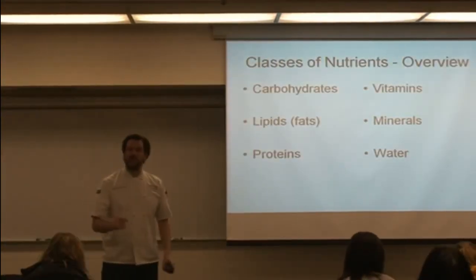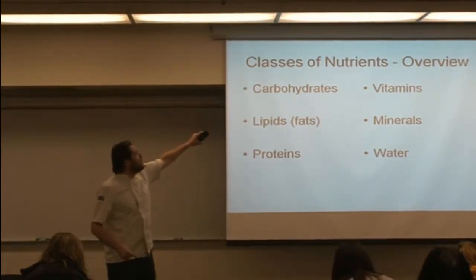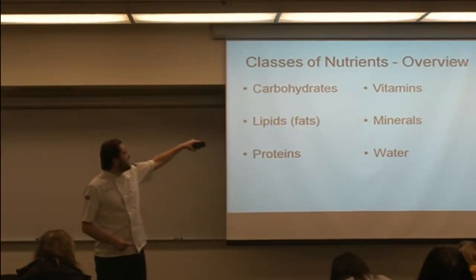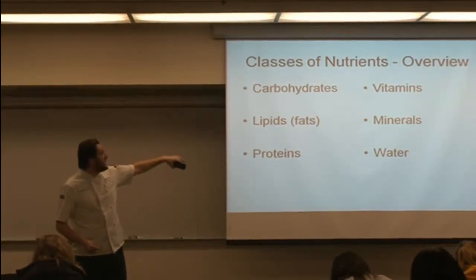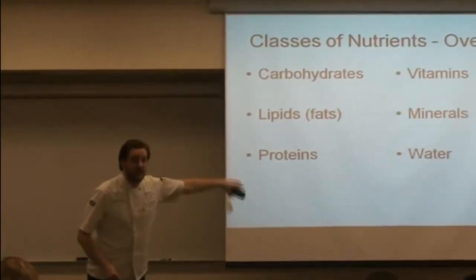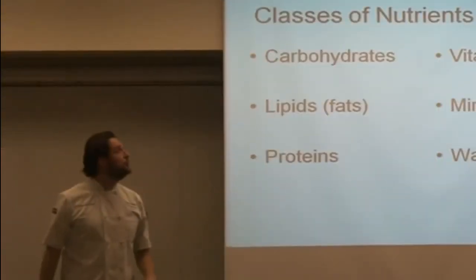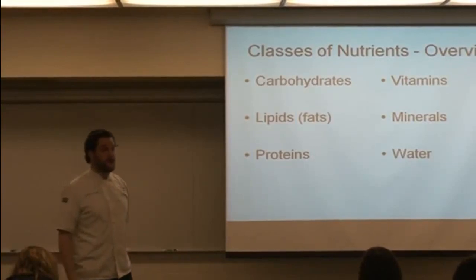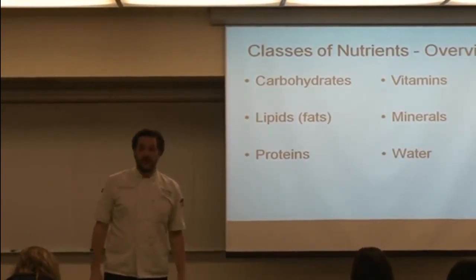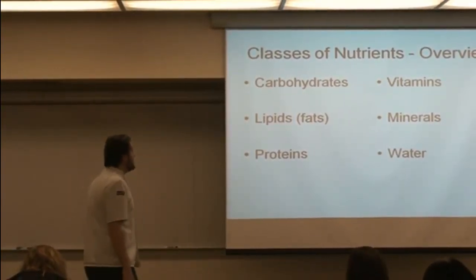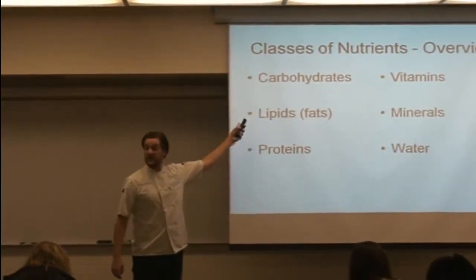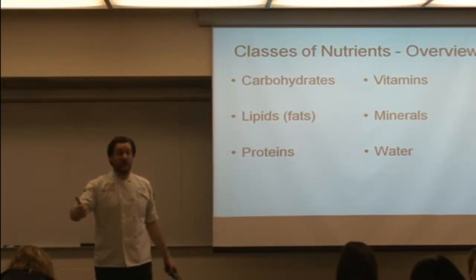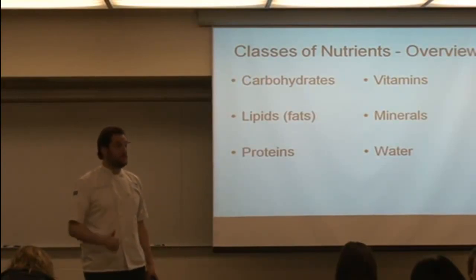Classes of nutrients, just a really, really brief overview. On your left-hand side, carbohydrates, lipids, fats, and proteins. I'm going to refer to these as macronutrients. Carbohydrates are responsible for, starts with an E, energy, right? Fats and lipids, they're responsible for a couple of different things. They're responsible for energy as well. Anybody want to take a stab at what else it's responsible for?